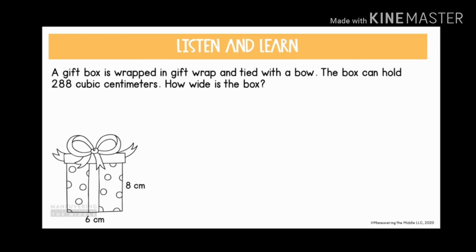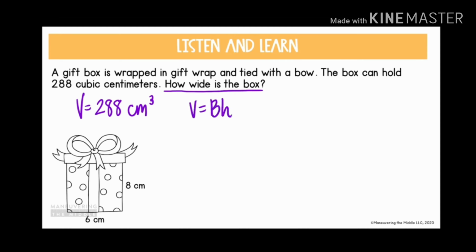So if you notice in the questions before, it's been asking us to find the volume. In this case, it's actually asking us to find the width of the box, and it actually tells us the volume. So let's go ahead and look at the information we're given. We know that the volume equals 288 centimeters cubed, or cubic centimeters. We also know that we're talking about a gift box, and it gives us a picture that shows us a rectangular prism. So I know the formula is volume equals the area of the base times the height.